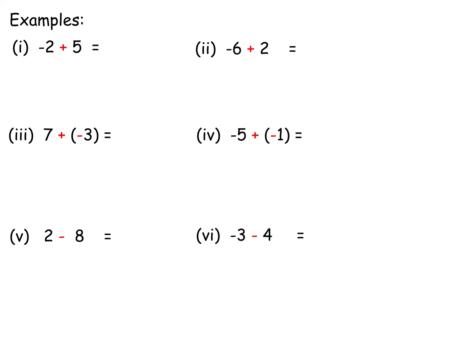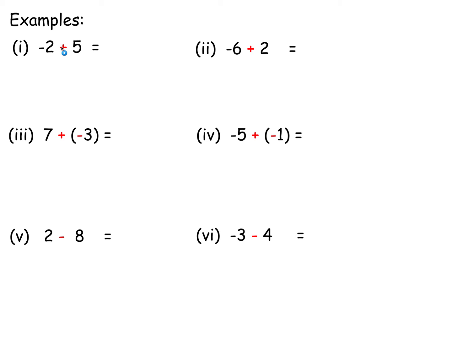This is a second video on directed numbers, that's positive and negative numbers. The first video covered adding and subtracting. This video is for multiplying and dividing and then combining these things together with the order of calculation. So in the last video, some of the examples were here.